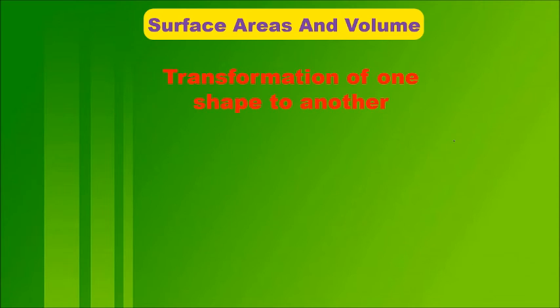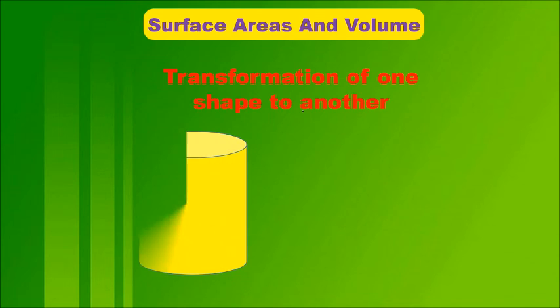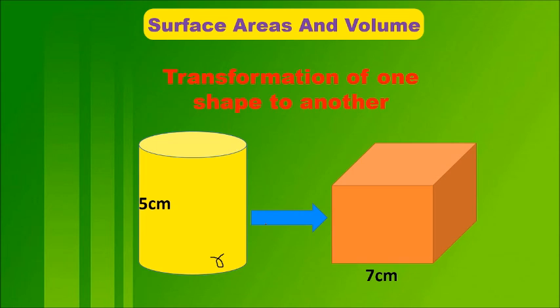Now let us see the next topic of this chapter, which is most important: transformation of one shape to another. It means that we can transform one shape into another shape. For example, suppose I have considered a cylinder whose height is given 5 centimeter and radius of base is given r centimeter, and suppose we are going to transform this cylinder into the shape of this cube whose measurement of side is given 7 centimeter.